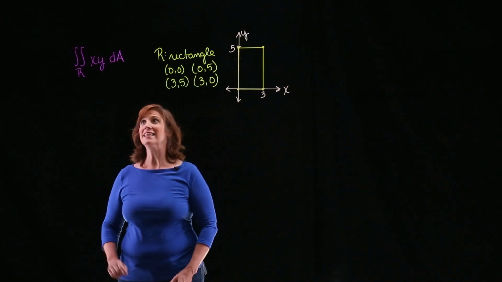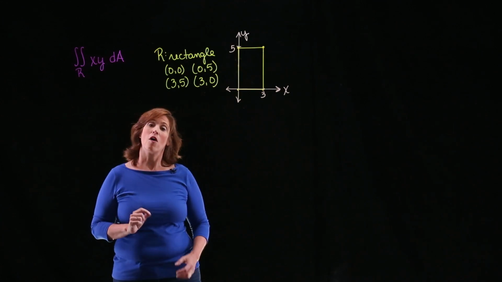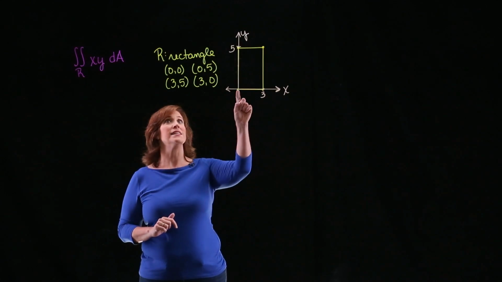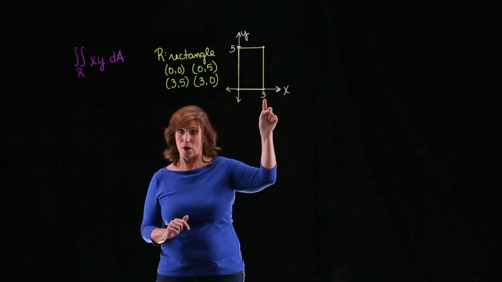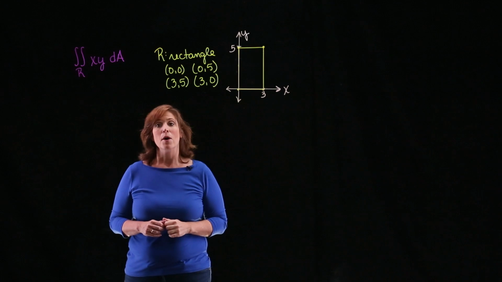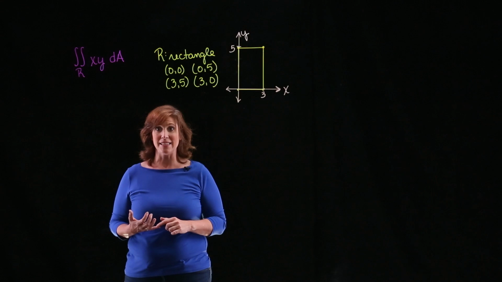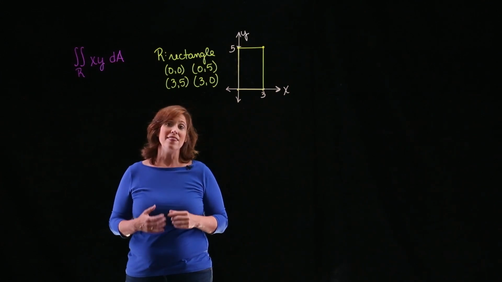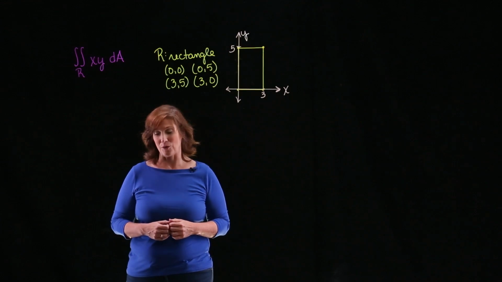Hi, I'm Cheryl. In this problem, we're looking at the double integral of xy dA over the region R, where R is a rectangle with vertices (0, 0), (0, 5), (3, 5), and (3, 0). We're asked to set up both integrals using either order of integration, dx dy and dy dx, and then choose which one is the most convenient and evaluate that integral.